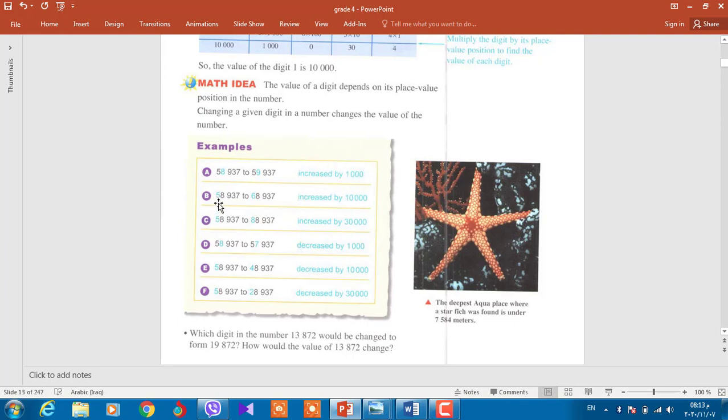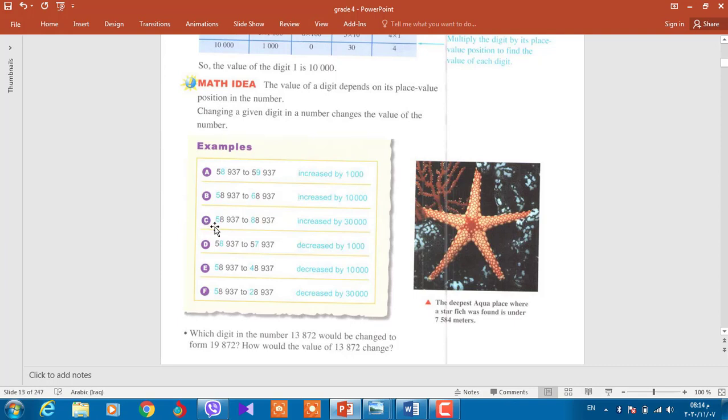In example B also we have 5 in the place value of ones, tens, hundreds, thousands, 10,000. We have 5 in 10,000 changed to 6. So we have 60,000. So we have 68,937. This one is also increased by 10,000, dear student.